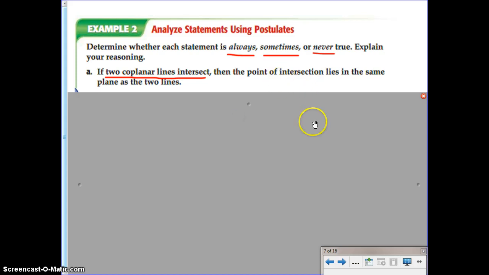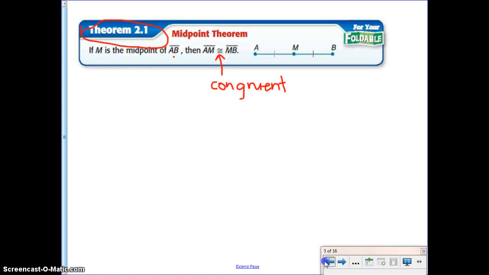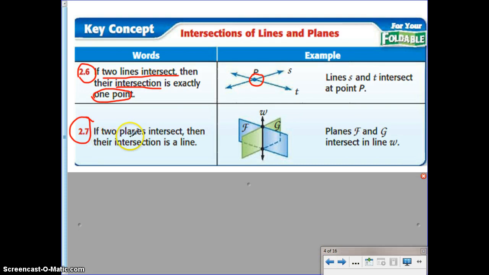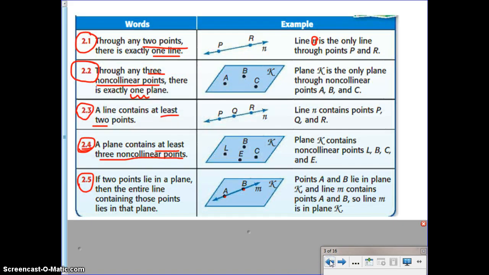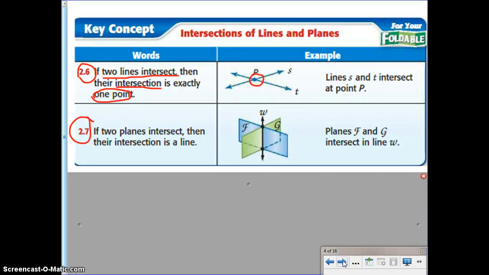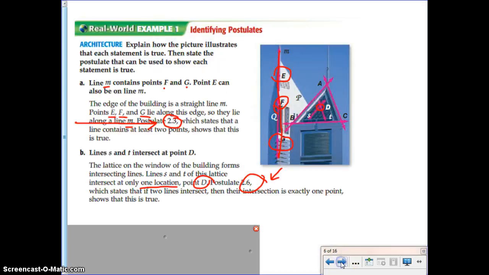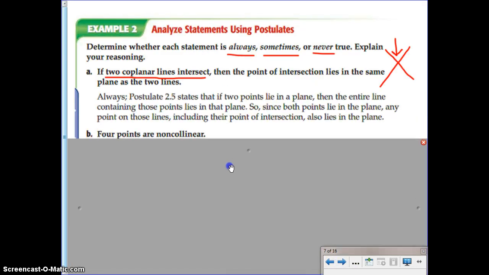If two coplanar lines intersect, so they're on the same plane, then the point of intersection lies in the same plane. Do we have a postulate about that? Let's look back. If two planes intersect, then their intersection is a line. Do we have anything about two coplanar lines? What do you think? Does that help us? Well, let's find out. 2.5.